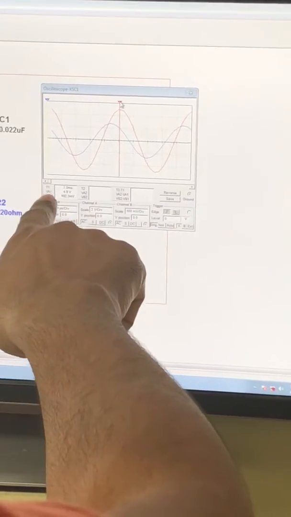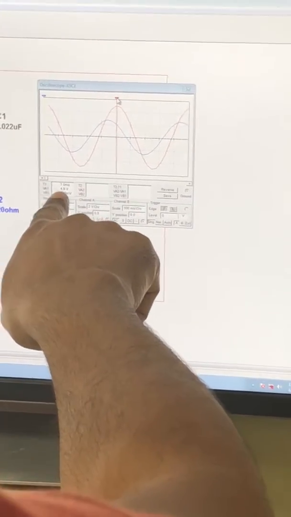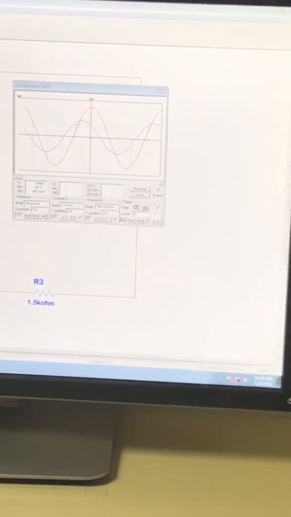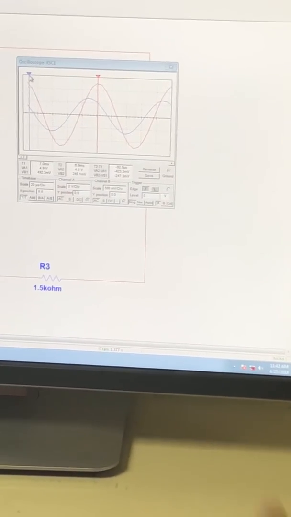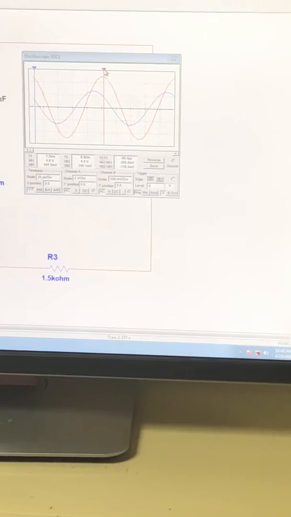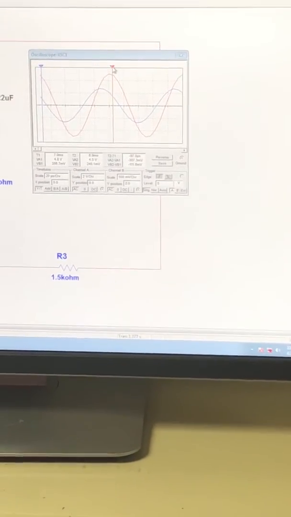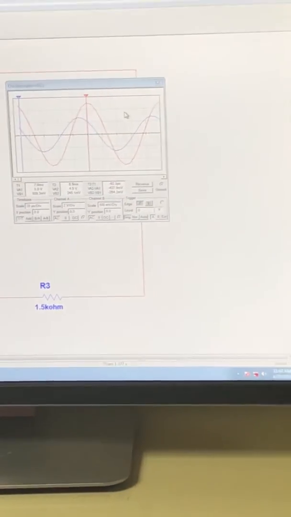Okay, so this is VV1. The one is 4.9, but it was supposed to be 5, right? We applied 5 volts. So this is another cursor. So it's not 5 exactly, but you can change it a little bit. You will get 5. Okay, maybe this one. Okay, this is 5. This is at the top.